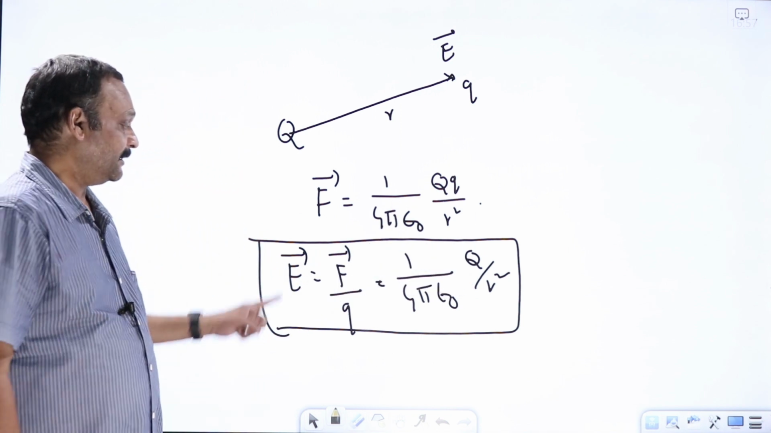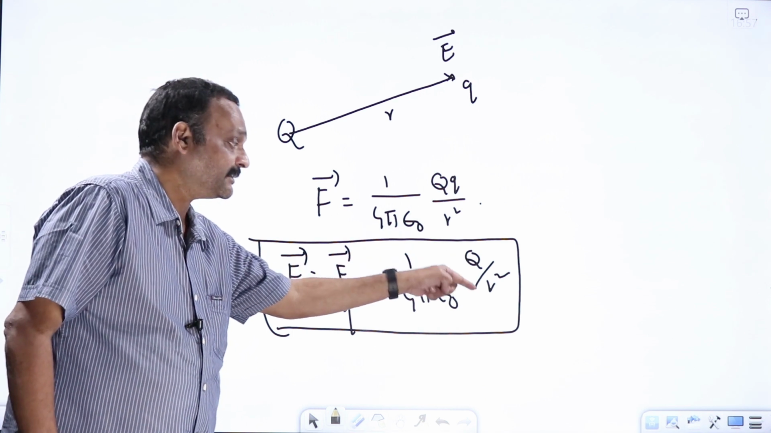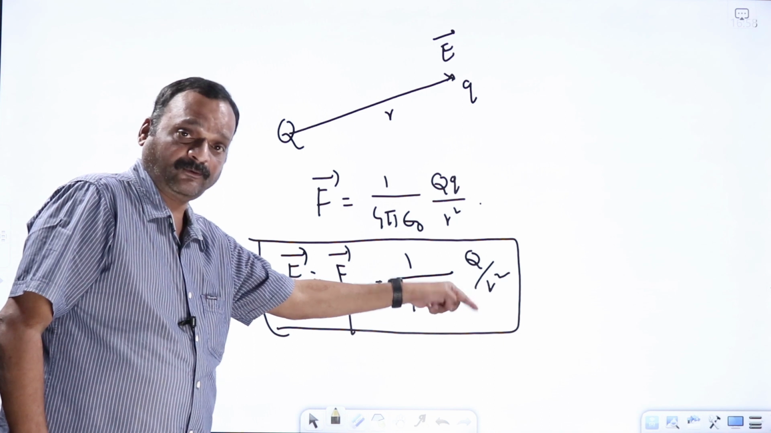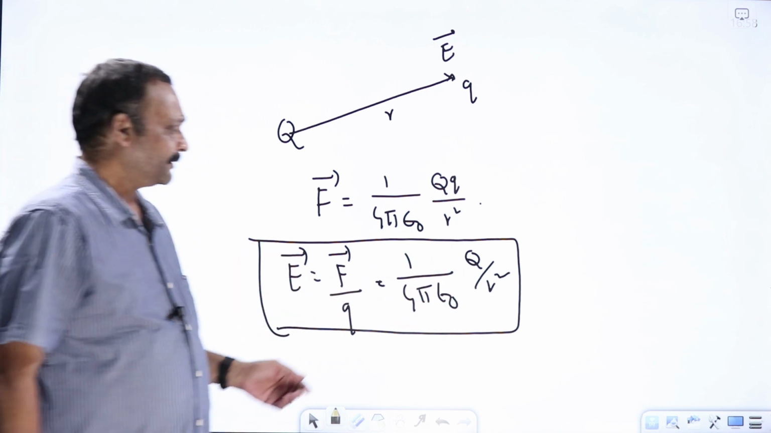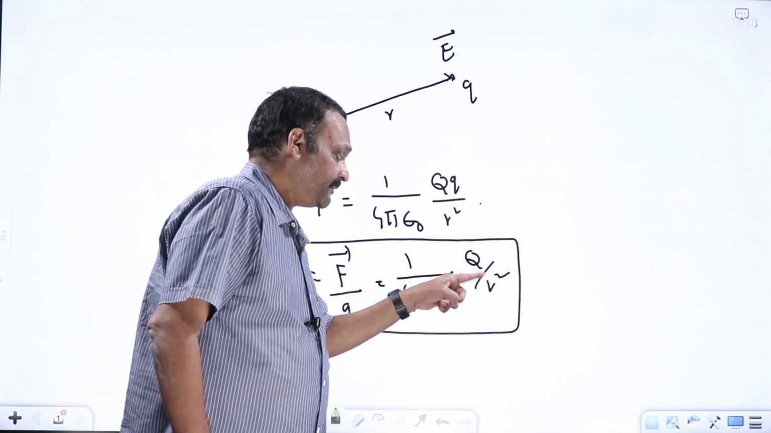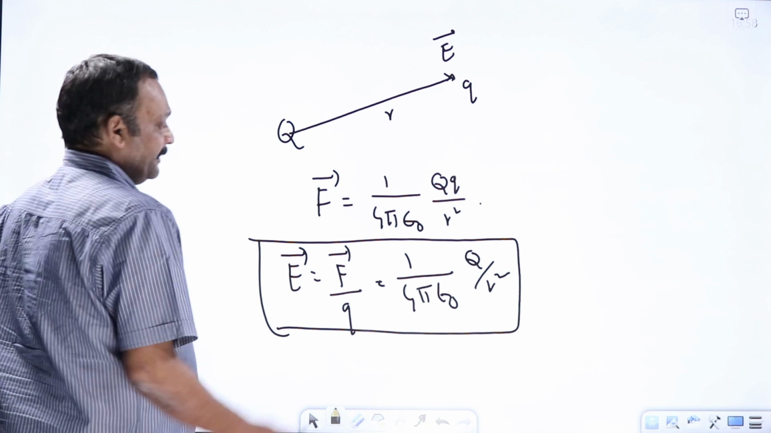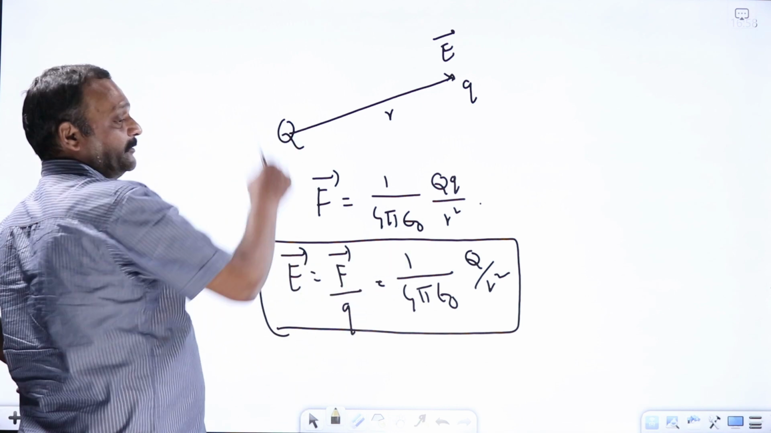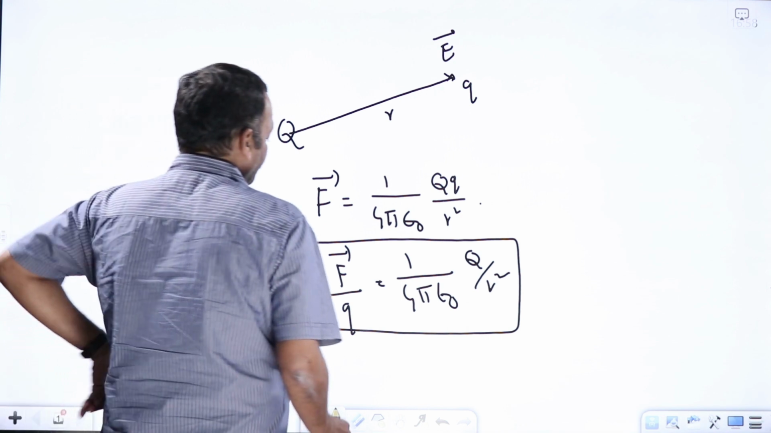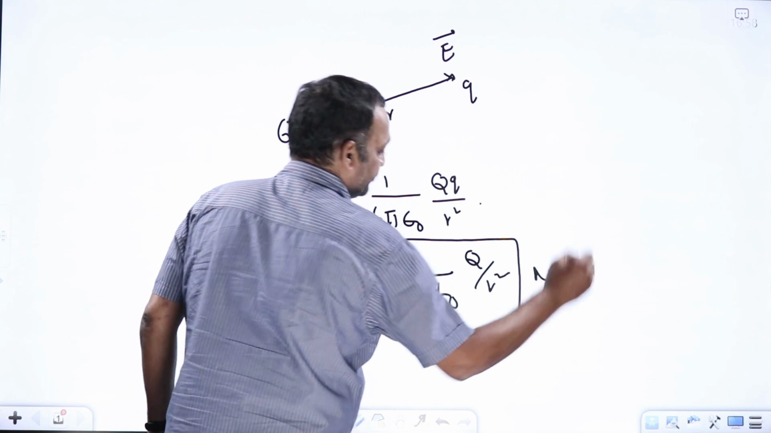The field is proportional to the magnitude of charge and inversely proportional to the square of the distance between them. That's why electric field is an inverse square law field. It is proportional to the magnitude of charge Q and inversely proportional to the square of the distance from the point charge producing that electric field. The units of electric field are Newton per Coulomb.